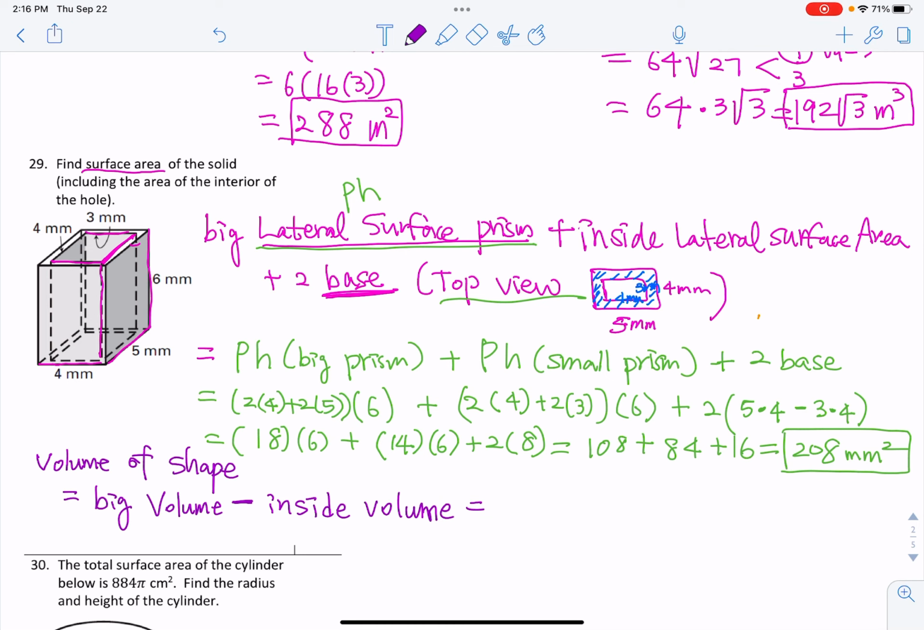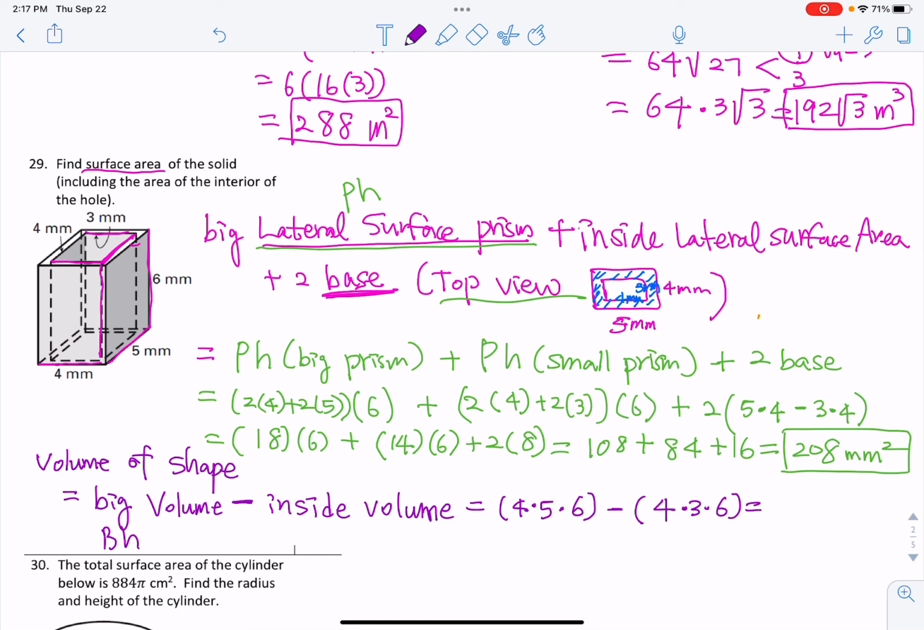Prism volume will be big B times the height. I will just write it here. Big B times the height, the base area times height. So base area will be 4 times 5 and height 6. Minus inside one, 4 times 3 times 6.